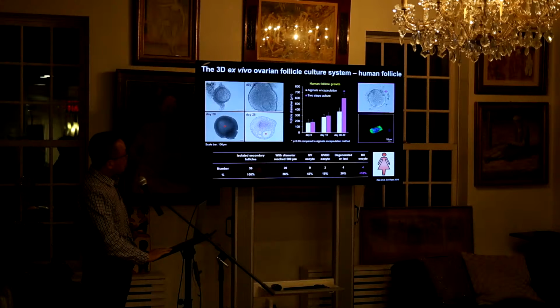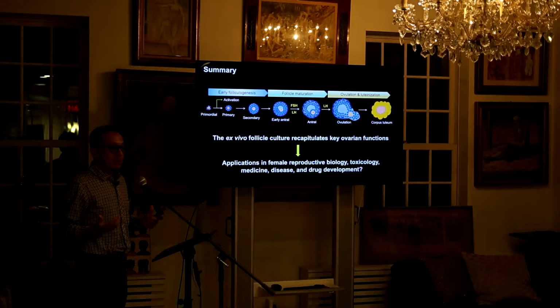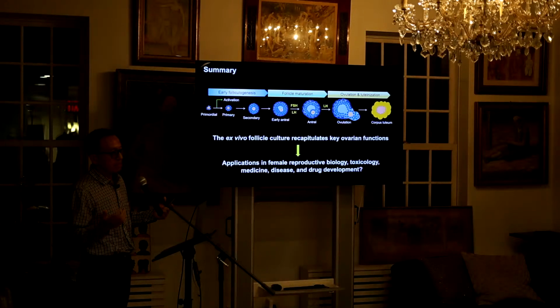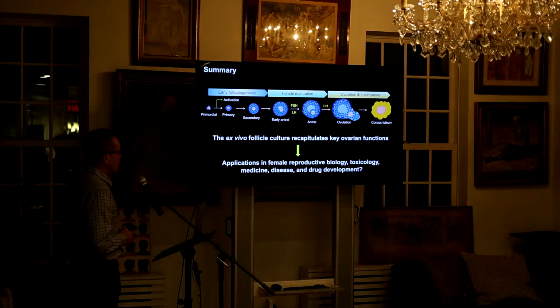So overall, I hope you agree with me. The 3D follicle culture model, especially based on hydrogel encapsulation, can rapidly recapitulate or mimic what is happening in vivo at the hormone level, morphological level, and also molecular level.